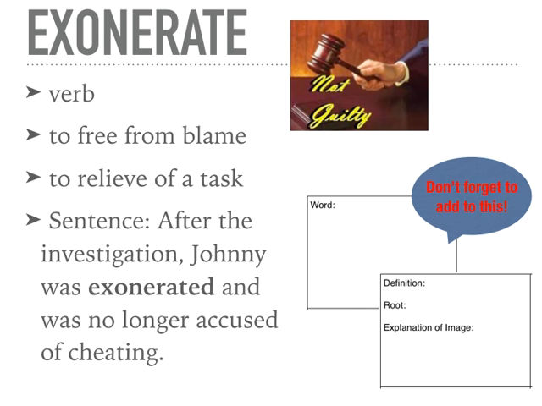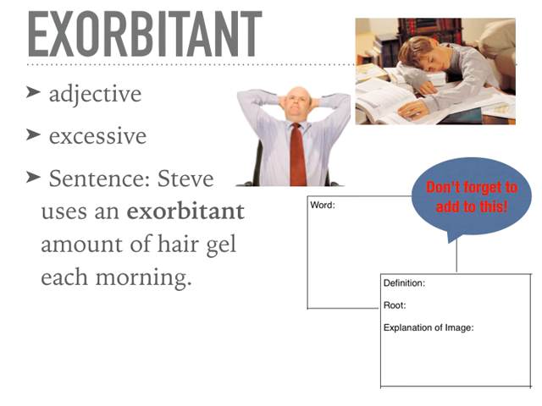The next word is also going to use the root X. It's the last one that uses X. The word is exorbitant. Exorbitant is an adjective, which means it's a describing word, and it means excessive. Steve used an exorbitant amount of hair gel in the morning.